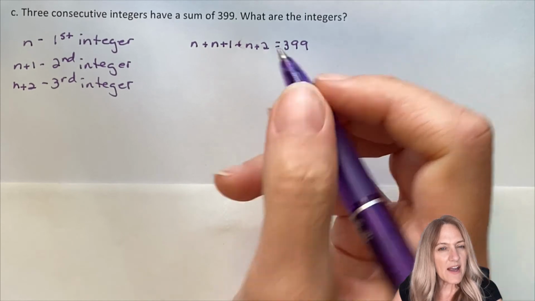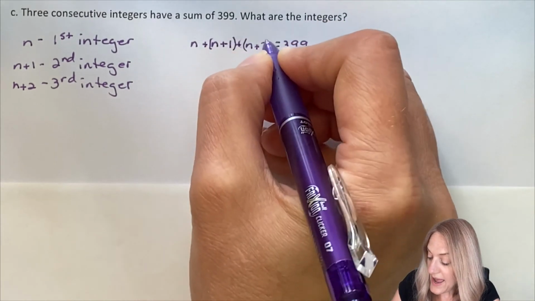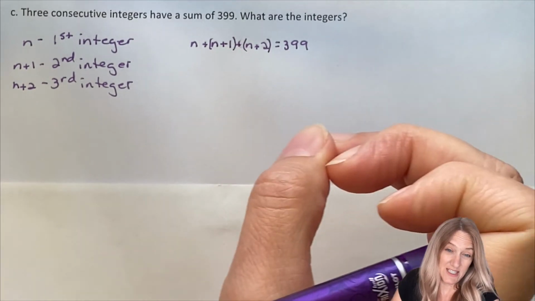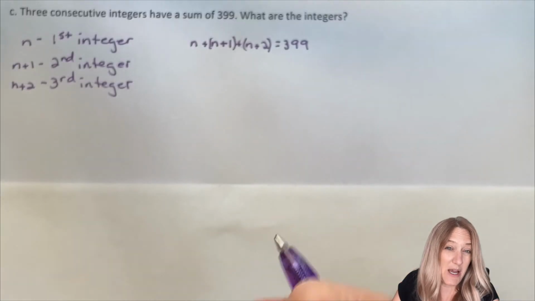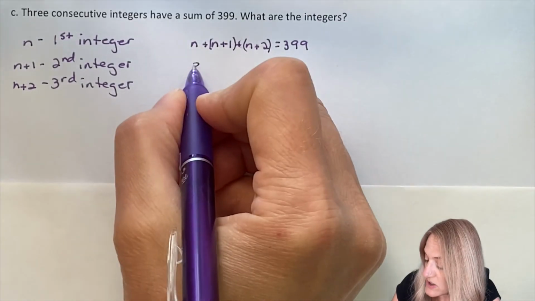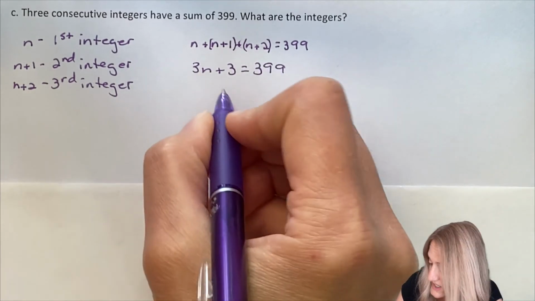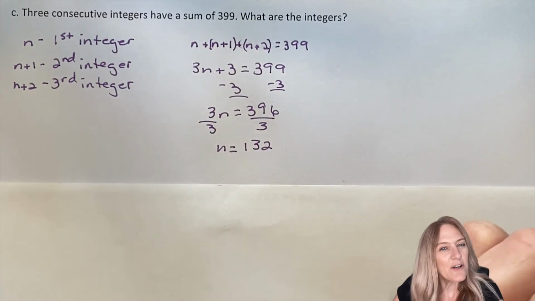Did you think about the fact that maybe we should have hugged those out? And we absolutely could, and I would want you to absolutely be thinking of it. But we know that we have the associative property of addition, so I can add in any order. So in this case, I technically don't need to hug them out. So I'll go ahead and combine like terms. I get 3n plus 3 equals 399. Finish solving that equation. And we get n equals 132.